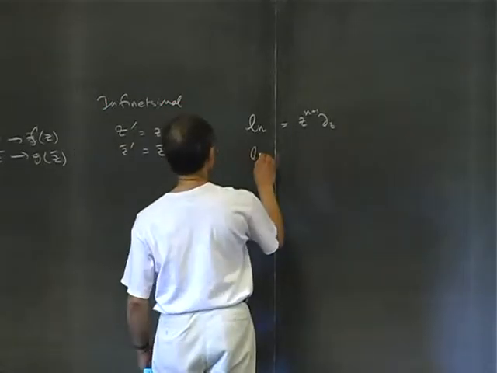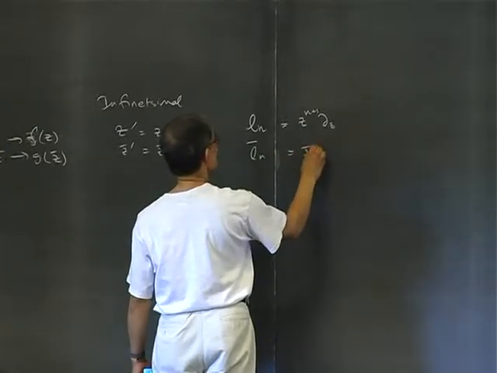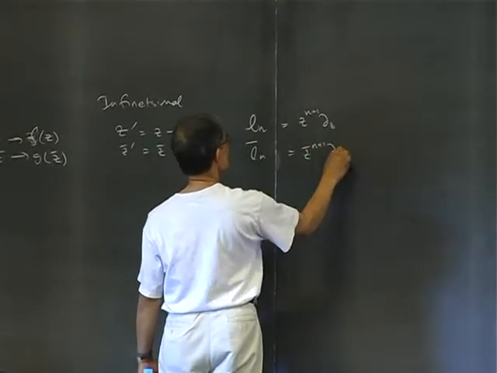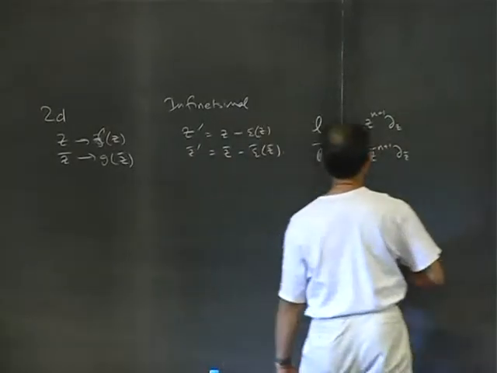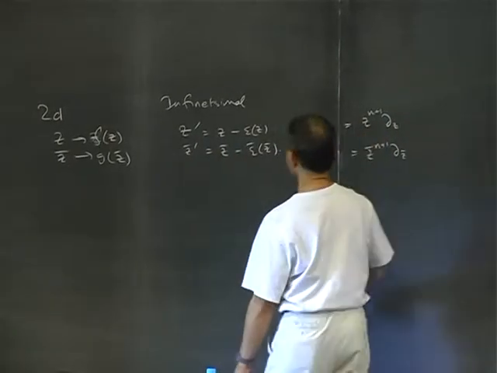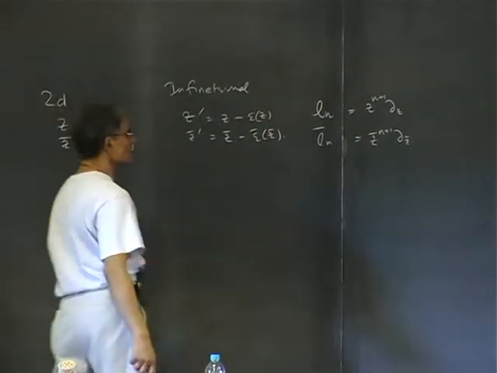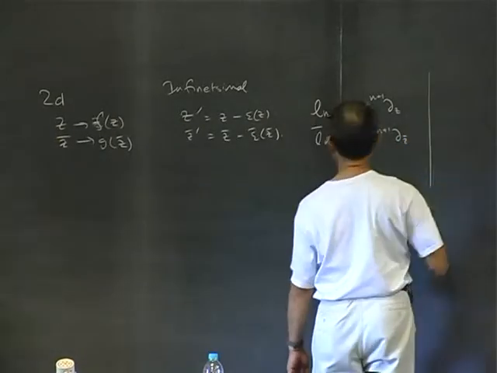And similarly for L n bars. The meaning of these things is that, acting on any function, these are the generators. So, let me make it a little more precise.